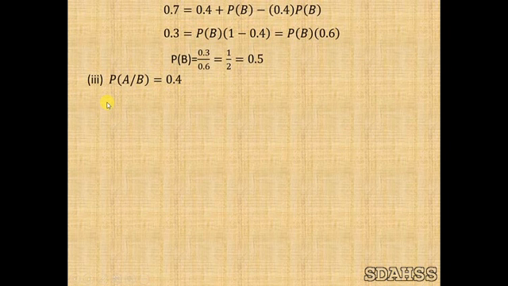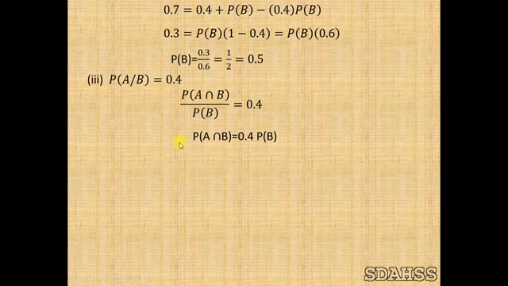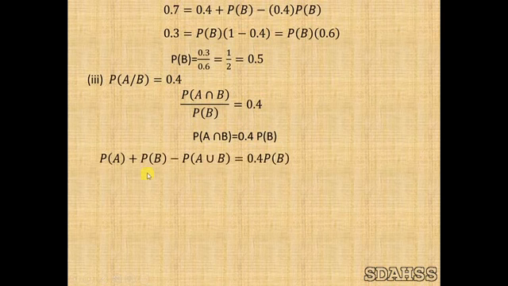Third condition is P of A given B is equal to 0.4. But we have to find P of B. We know that P of A given B is equal to P of A intersection B divided by P of B, which is equal to 0.4. Then cross multiply, so you have P of A intersection B is equal to 0.4 into P of B. In the place of P of A intersection B, you use this formula: P of A plus P of B minus P of A union B is equal to 0.4 P of B. Substitute the values, so you have 0.4 plus P of B minus 0.7 is equal to 0.4 P of B.